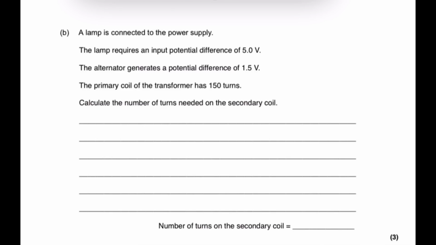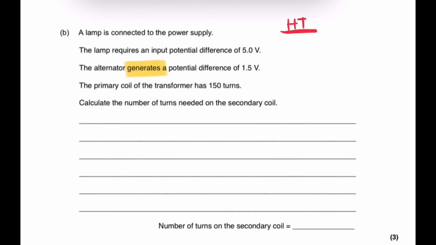The lamp requires an input potential difference of 5 volts. The alternator generates, now let's just highlight generates, which means it is the one that is inputting a potential difference of 1.5. The primary coil of the transformer has 150 turns. Calculate the number of turns needed on the secondary coil.